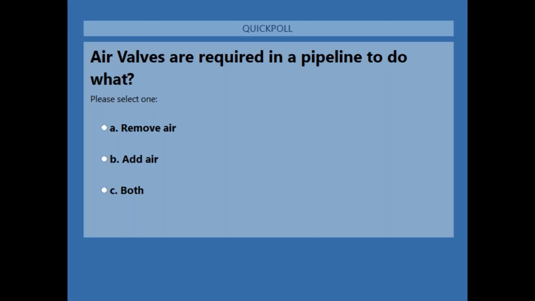Okay, the first question is: air valves are required in a pipeline to do what? Remove air, add air, or both? It looks like we're getting a lot of people responding to this. That's good.